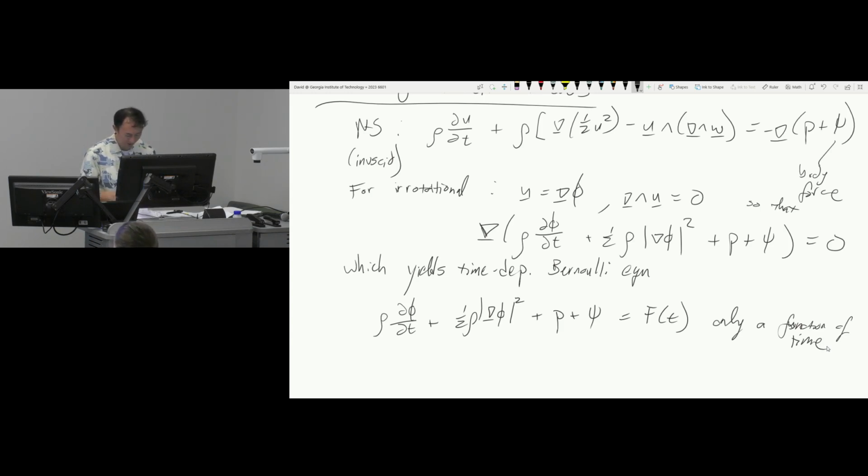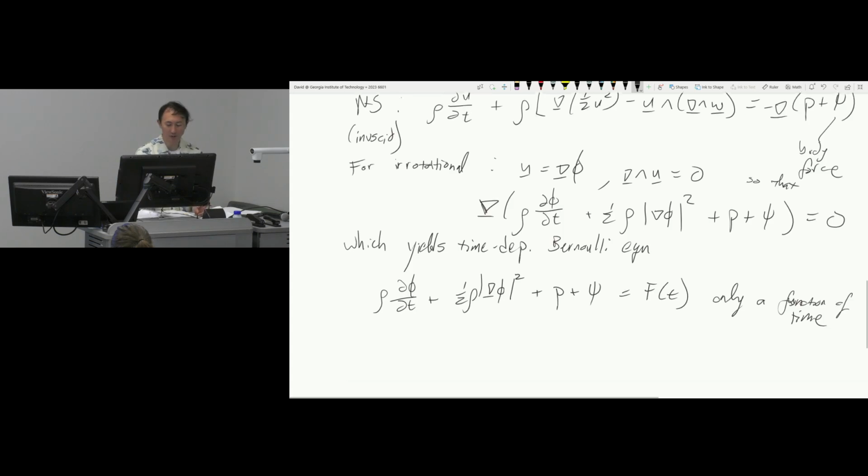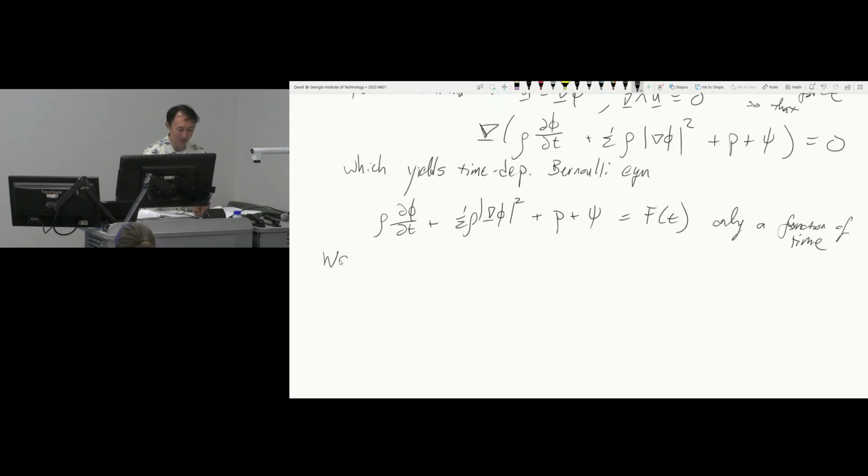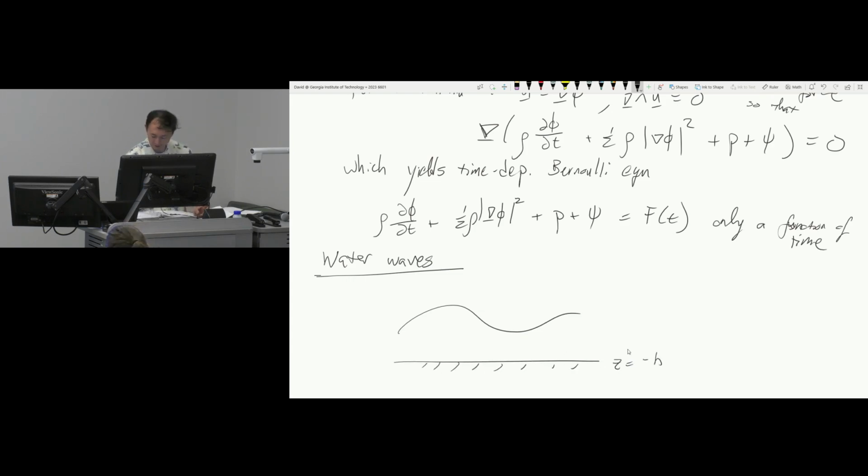I don't really have time. To talk about water waves would require a whole 2 lectures. So let me just give you a big summary. I don't want to go into the entire thing. But if you were to study water waves, you would solve the time-dependent Bernoulli equation. Water waves basically would have z equal to negative h down here. And then the unperturbed surface of water would be called z equals 0.